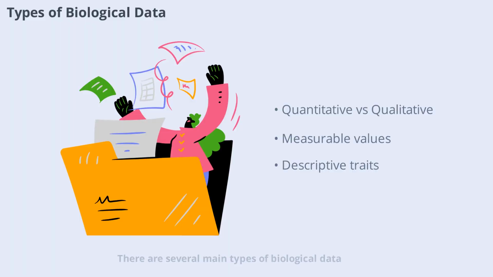There are several main types of biological data. Quantitative data includes measurable values like enzyme activity, cell counts, or gene expression levels. Qualitative data, on the other hand, involves descriptions such as color changes, behavioral responses, or morphological traits. Both types are crucial in experimental analysis, as they provide different perspectives on biological phenomena. Understanding which type of data to collect depends on your research question and experimental design.